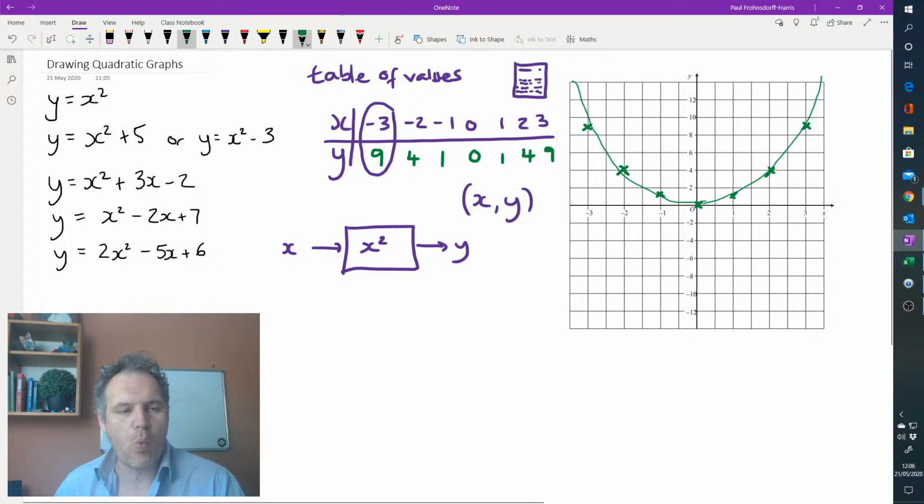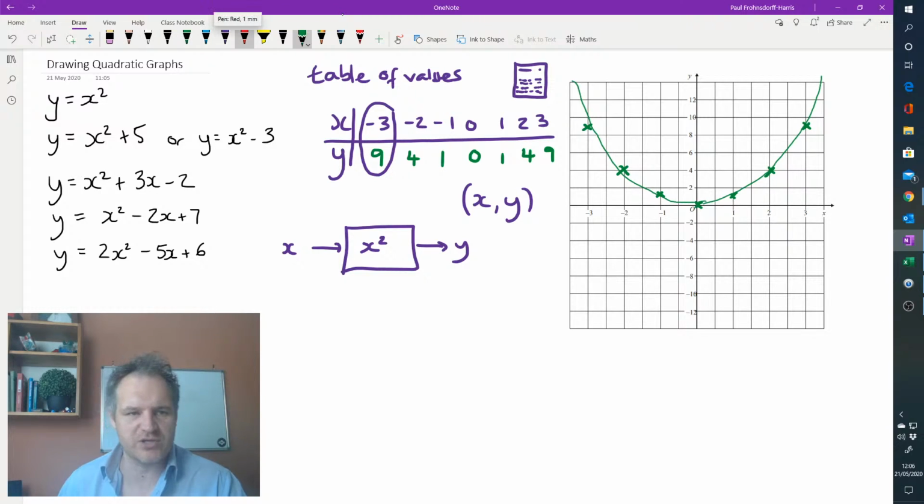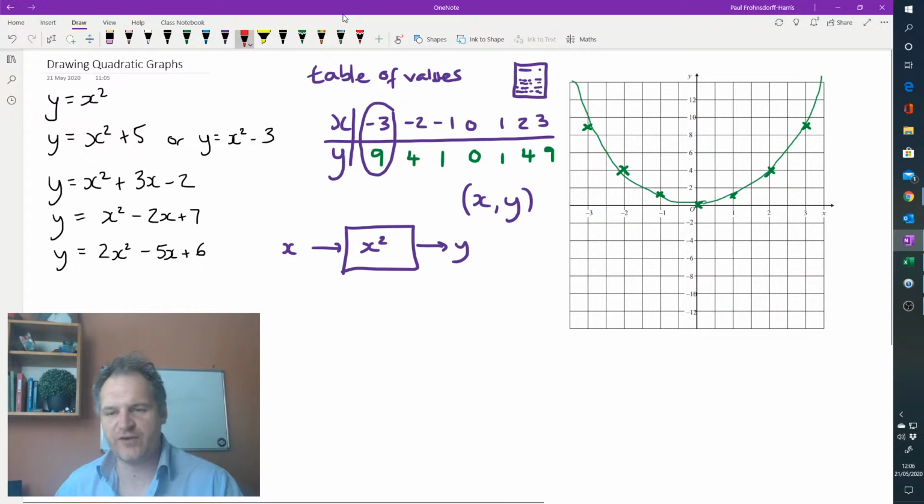Now, I'm going to do this for every single question we do today. As soon as I finish it, I'm going to draw a dotted line in the middle to show the line of symmetry. There is always a line of symmetry in all quadratic graphs. It helps you check whether you're doing it right. If I've got my line of symmetry and it does look the same on both sides, it's probably right. So we've just done y equals x squared.